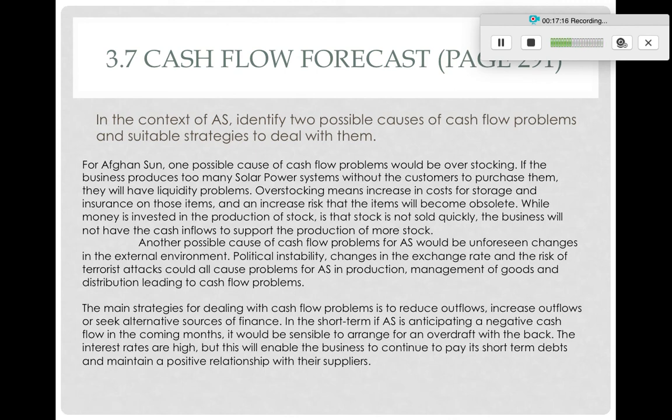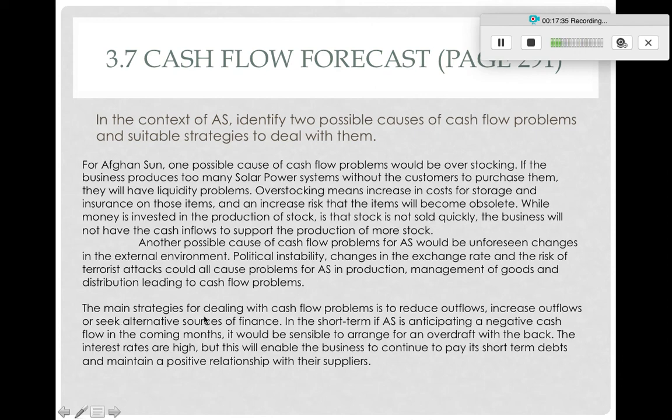In the short term, if AS is anticipating a negative cash flow in the coming months, it will be sensible for them to arrange an overdraft with the bank. The interest rates are high, but this will enable the business to continue to pay its short-term debts and maintain a positive relationship with their suppliers.